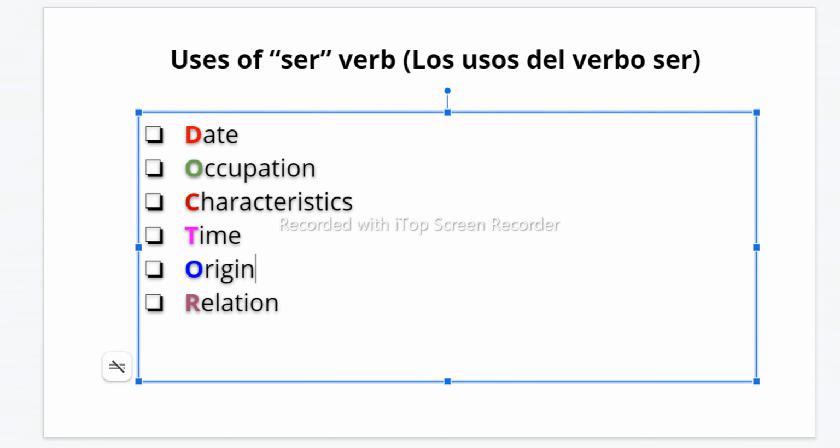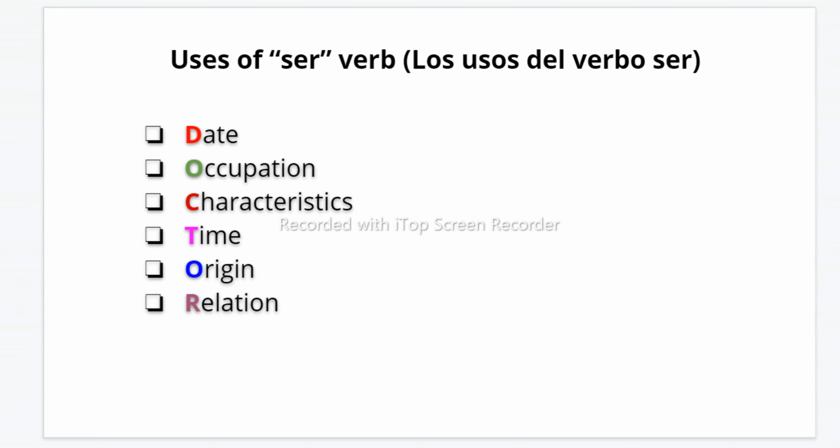When you are talking about relations, suppose you are talking about your relation with your father, your mother, your sister, your brother. So now we have learned where we have to use the verb ser. You can remember it in a shortcut way. Just remember date, occupation, characteristics, time, origin, relation. You have to use ser verb with all these.